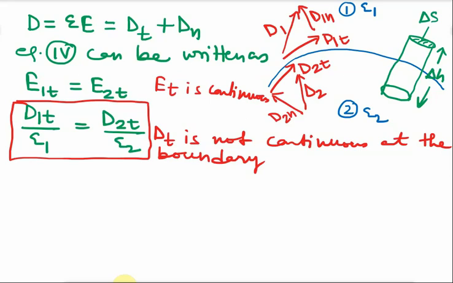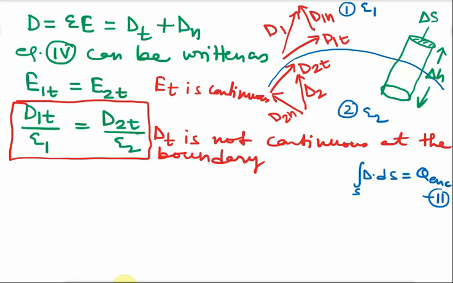If we see in the beginning, I had written this equation 2. Your equation 2 was D dot dS equals the charge enclosed. This was the surface integral, your second equation. Now applying this equation 2 to this cylindrical surface which we have assumed across the boundary, the upper half of this surface is lying in the first region and the lower half in the second region.